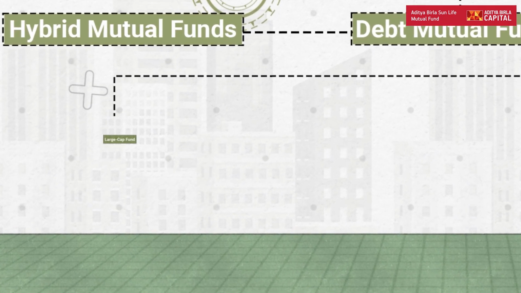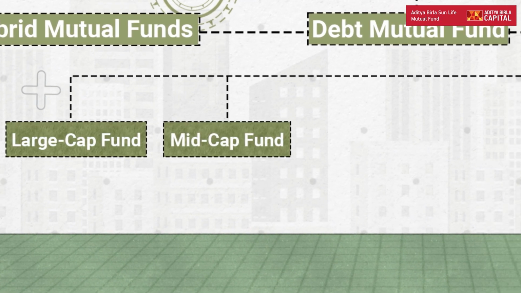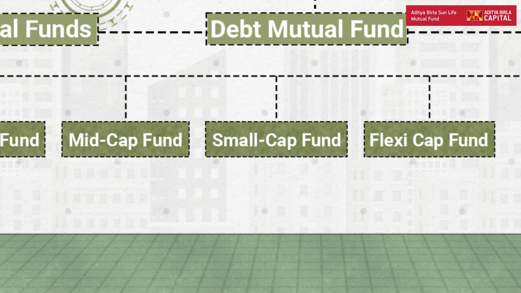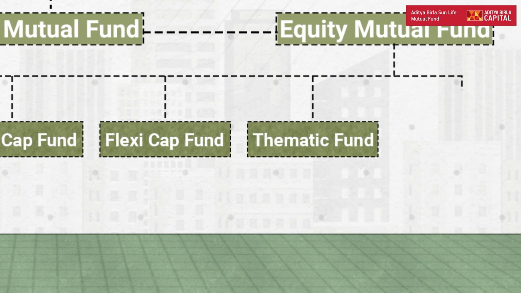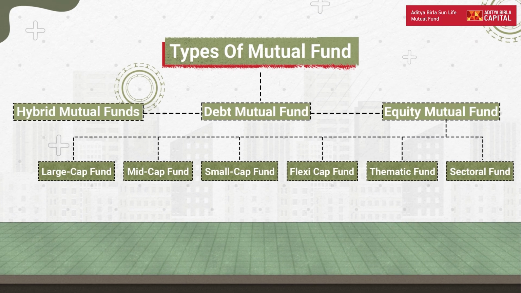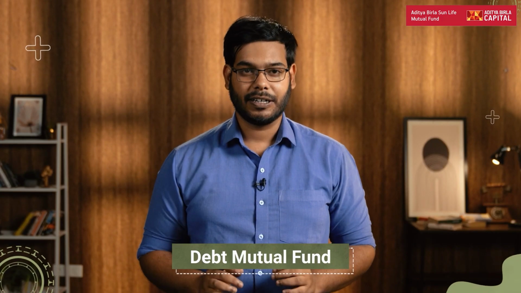Now, equity mutual funds itself is divided into different subcategories. You have large cap funds, mid cap funds, small cap funds, flexi cap funds, and even thematic and sectoral funds. And you can choose to invest in any of these kinds of funds depending upon what your investment goals and your risk appetite are. The second type of mutual fund is called a debt fund.